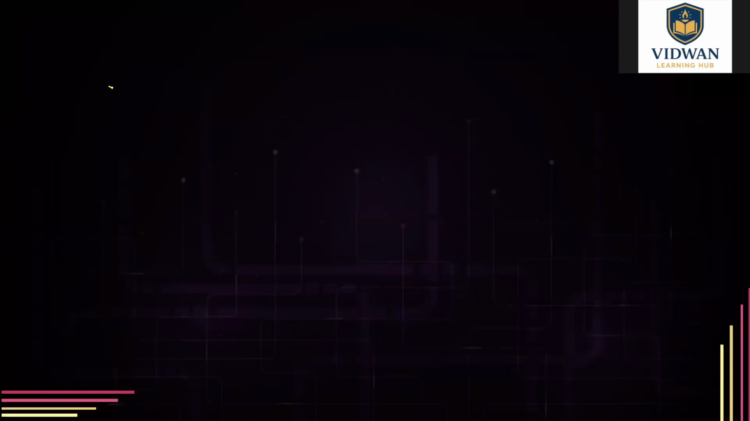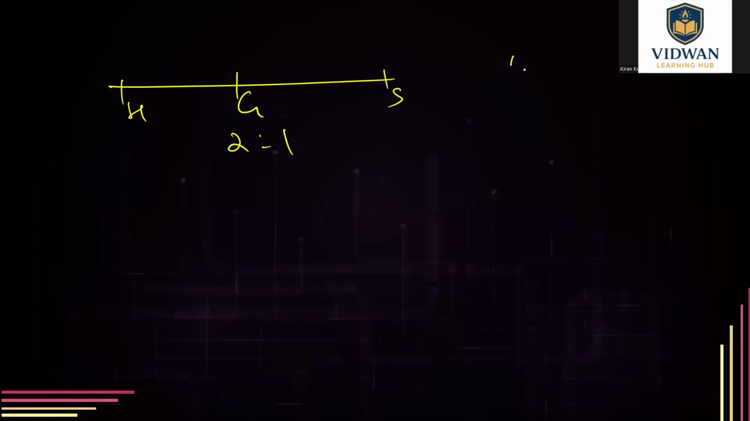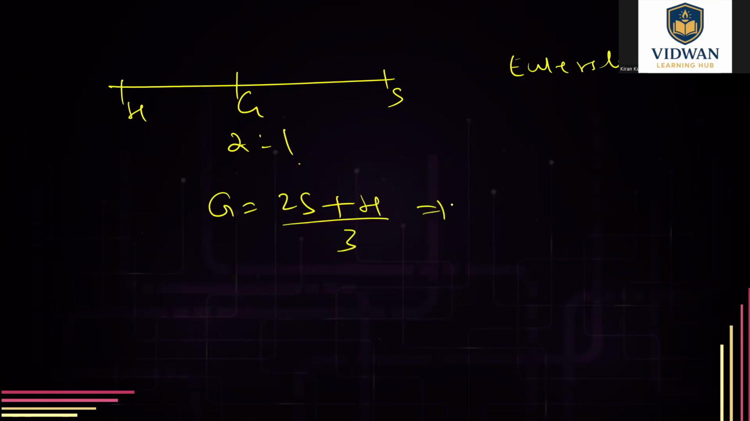Yeah, so we have a property that the centroid divides the line joining orthocenter and circumcenter in the ratio 2:1. This line on which they lie is called Euler's line. So from here you can say that G is equal to 2 into S by the section formula plus 1 into H by 3, or the same thing that you told. So H will therefore be 3G minus 2S.